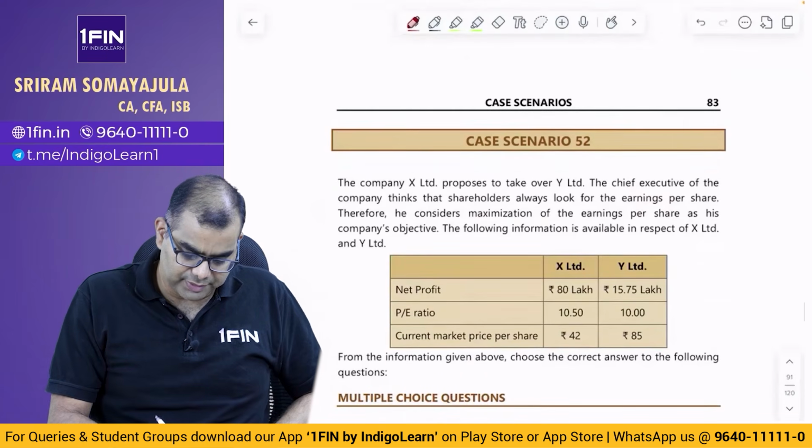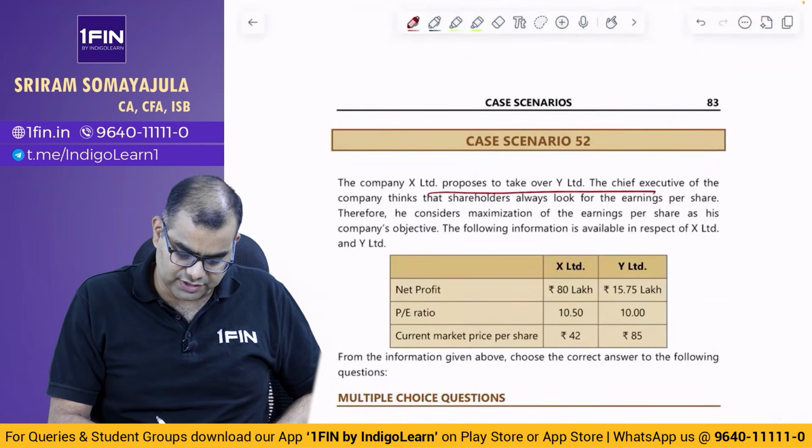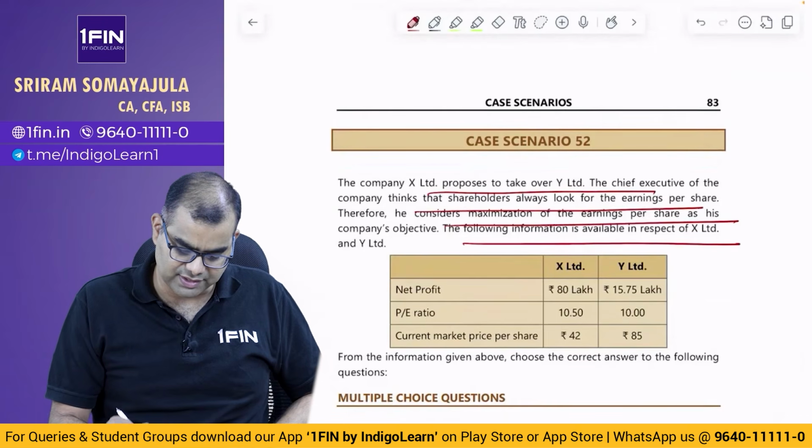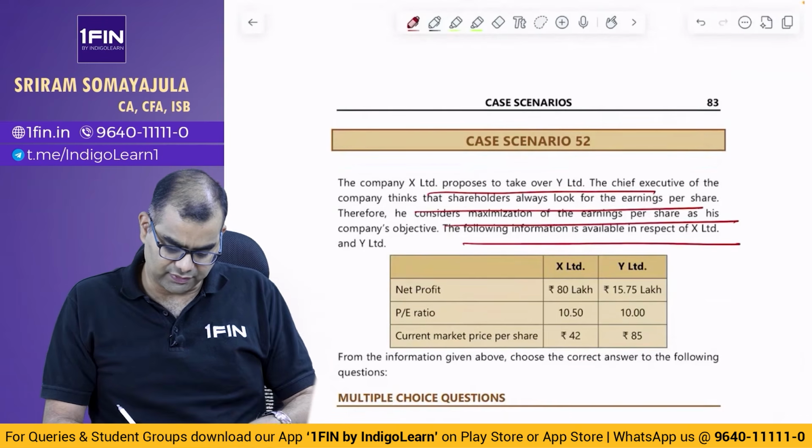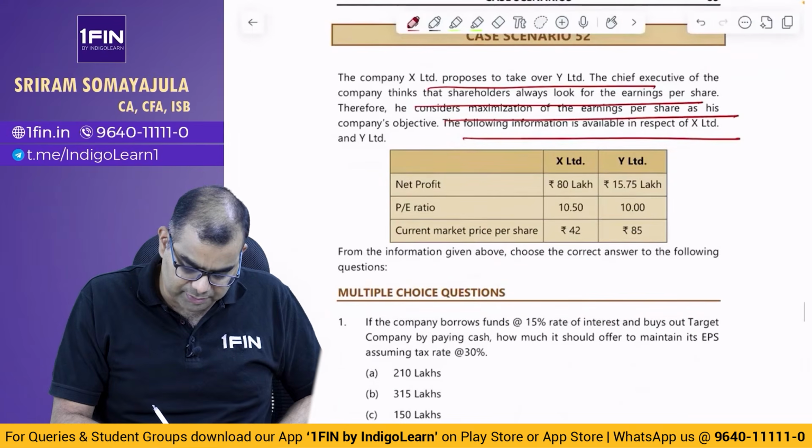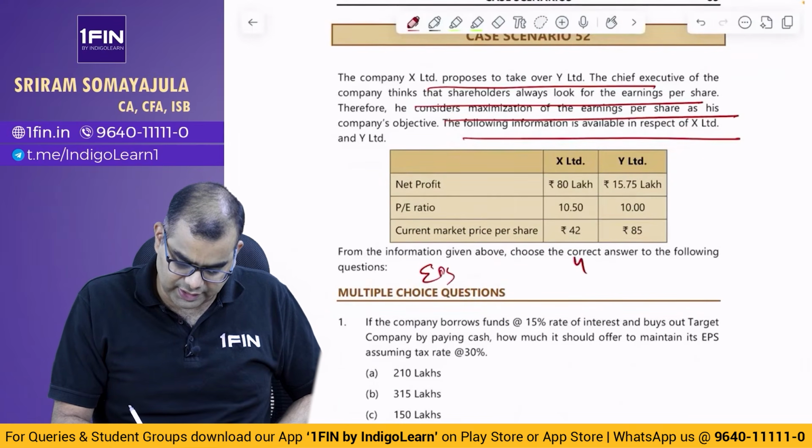Then Company X proposed to take over Y. The Chief Executive thinks they always look at EPS. He considers maximization of earnings. The following information is available: 80 lakh net profit, PE, current market price. So what is EPS? EPS is 4 and 8.5.